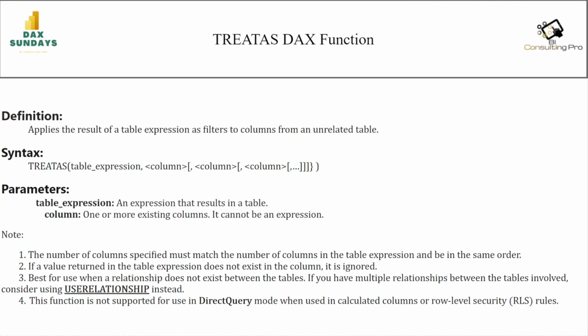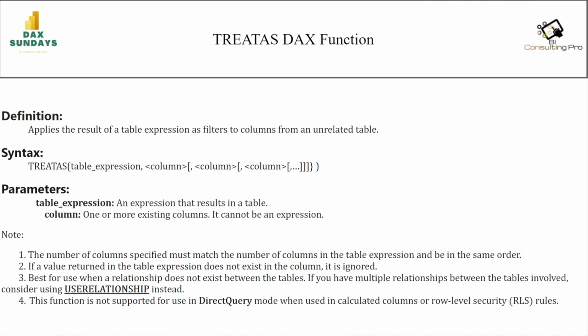So today we are starting with the TREATAS DAX function, which is a pretty new DAX function, and this is going to help you when you have to deal with unrelated tables in your data model. As you can see, its definition simply says that it applies the results of a table expression as a filter to the columns from an unrelated table. The syntax is TREATAS, then your table expression and the number of columns. The table expression is an expression that results in a table, so it needs a table as input. And column is one or more existing columns, it cannot be an expression.